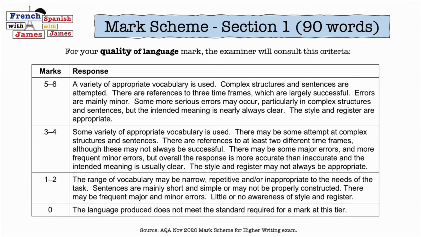You can make quite a few minor errors and still get into the top band, and you can even make a couple of serious errors, especially when you're having a go at more complex structures and sentences. The key thing is that the intended meaning is nearly always clear. So if those 90 words, if a French person were to read them, they'd get most of it, maybe 80 or so words. They'd know exactly the messages you're trying to express.